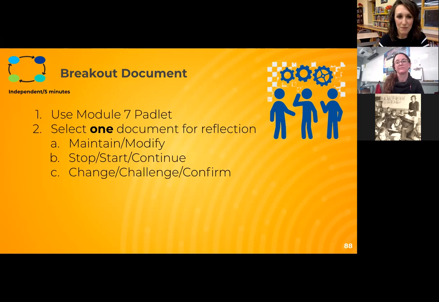Based on some of the strategies you've seen today for instructional design, what are some things you might maintain or modify? What are some things you might stop, start, or continue? What are some things today that changed or challenged or confirmed your thinking? When you get to Padlet, you'll notice in the top right-hand corner, once you decide which document to reflect on, you might need to open the document in a new window to modify it.